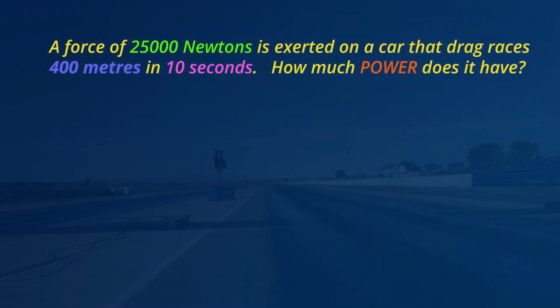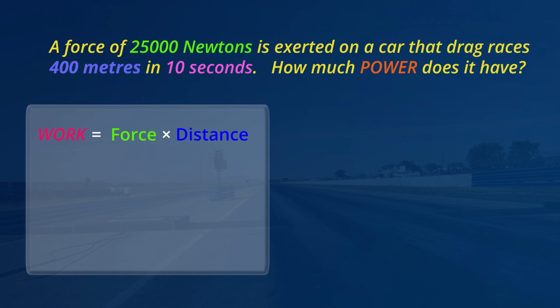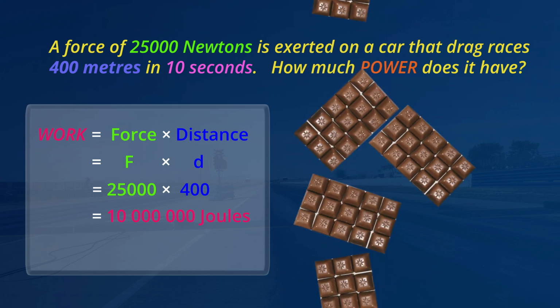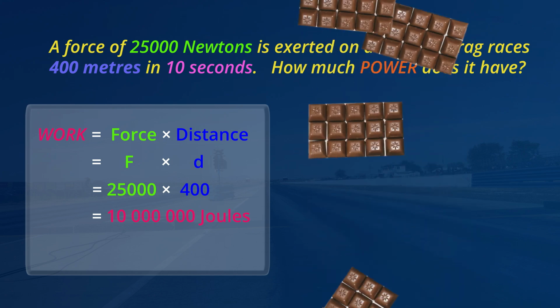In the second example, a force of 25,000 newtons is exerted on a car that drag races 400 metres in 10 seconds. How much power does it have? First we calculate the work. Work equals force multiplied by distance. The force needed to move the car is 25,000 newtons. The distance that the car moves is 400 metres. So the work done by the car is 10 million joules. The work done by this car is equal to the energy you could get from eating 10,000 chocolate bars.